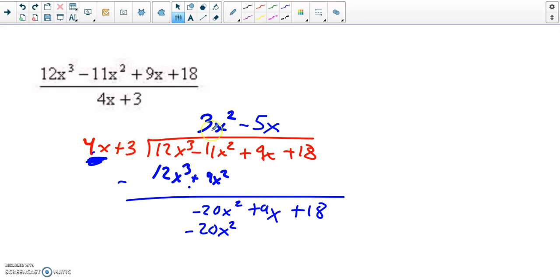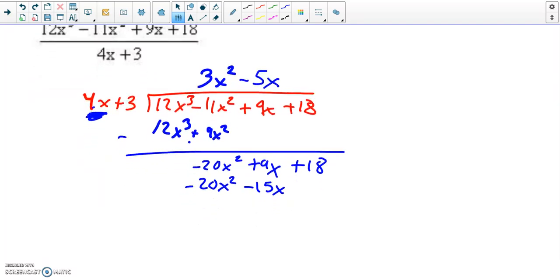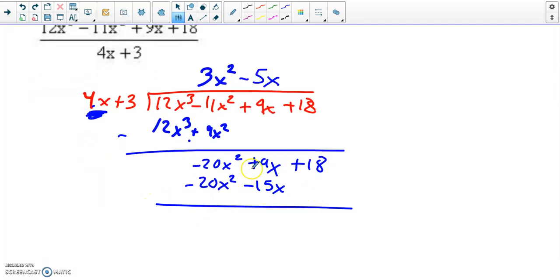Also need to do 3 times negative 5x to get negative 15x. And now we can subtract. Negative 20x squared minus negative 20x squared is 0. 9x plus 15x is 24x. Drag down the 18.